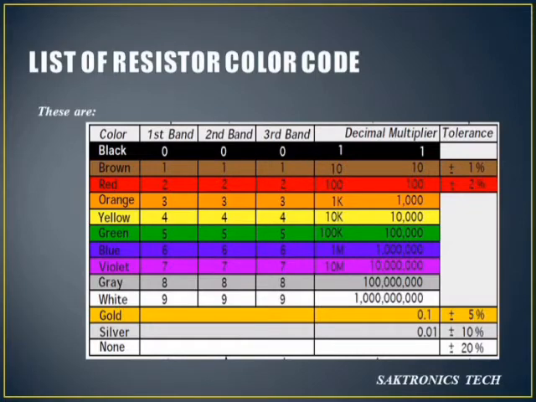And then if you go to the brown section, you can see that the first band represents 1, second band 1, third band 1, decimal multiplier represents 10, and tolerance represents plus or minus 1%. And the meaning of this tolerance is that it tells us that the resistor we are using can increase or reduce by 1% of that value of resistor.